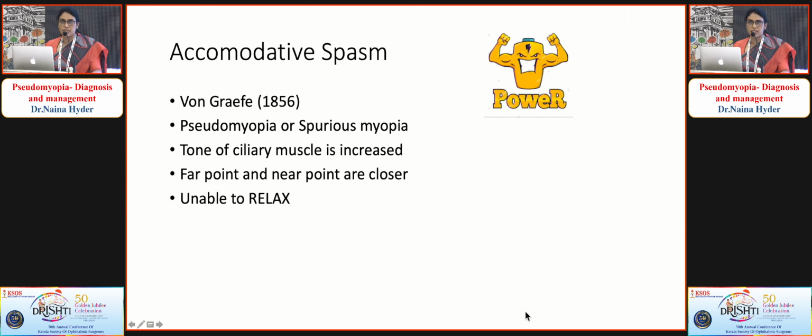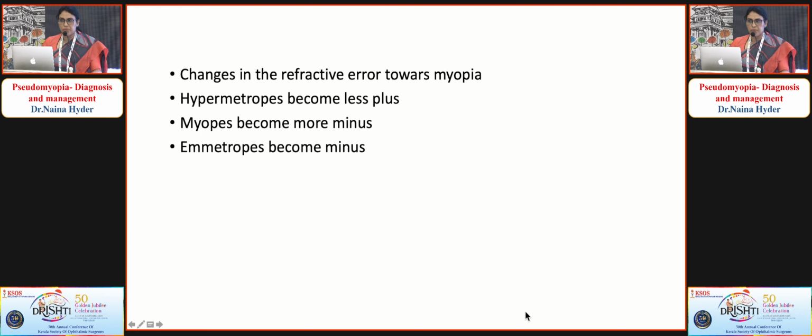This spasm was described by von Graefe in 1856, as pseudomyopia or spurious myopia. Here the tone of the ciliary muscle is increased. The power is there. The far point and near point are closer, but the muscle is unable to relax. The change in the refractive error is towards myopia. Hypermetropes become less plus, myopes become more minus, and emmetropes also become minus. This is the shift you see in pseudomyopia.